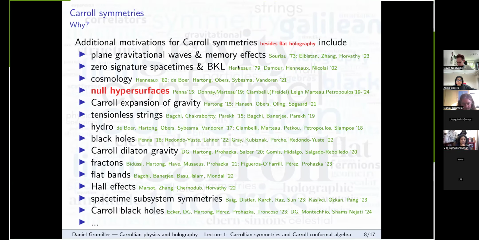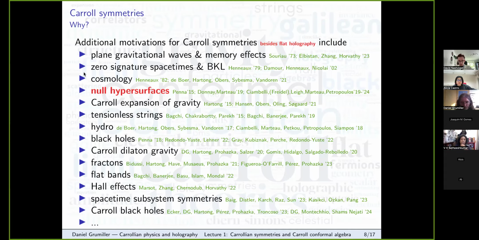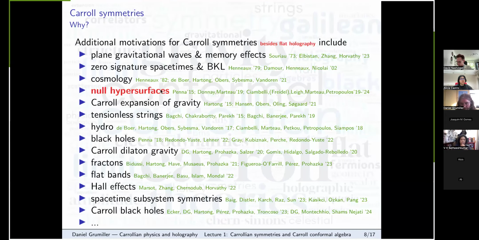But then there are more applications. I will not go through the whole list here in detail. People have tried to apply it in cosmology. I think a main feature is that Carroll symmetries are intrinsic to null hypersurfaces. So whenever you have some null hypersurface naturally appearing, like in the case of black holes, it's very suggestive that Carroll physics should be of relevance. And there is more, but I will not go through these applications here.